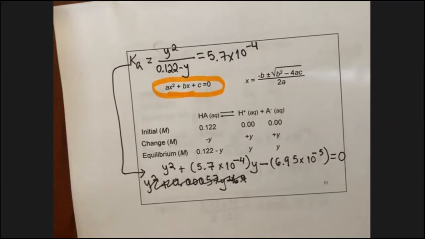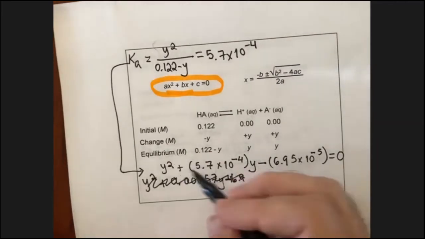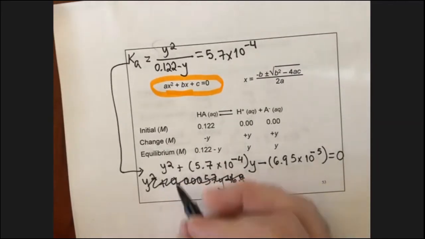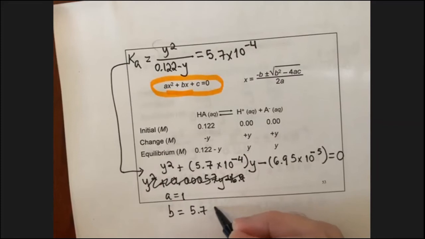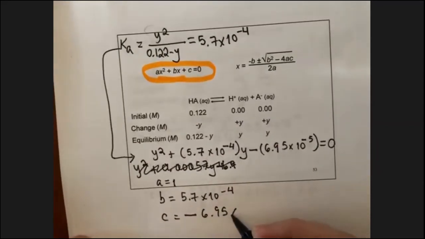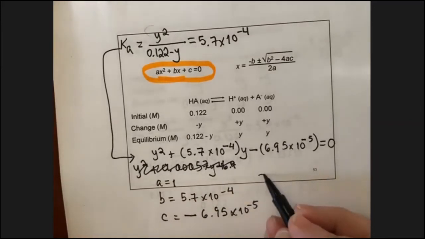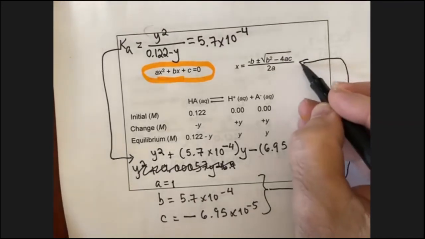All right. So now the key is we had to find solutions. So you're going to substitute these. Remember, this is A equals 1, B equals 5.7 times 10 to the minus 4, C equals negative 6.95 times 10 to the minus 5. You're going to take these values and plug them in here.